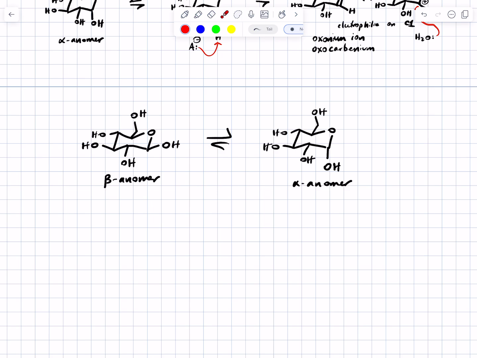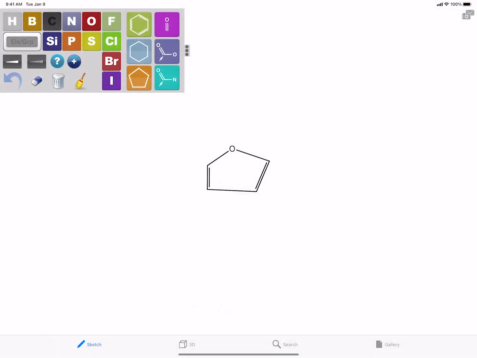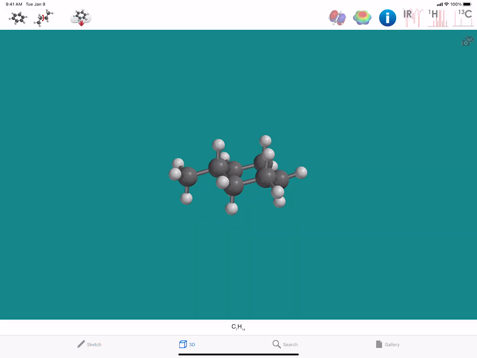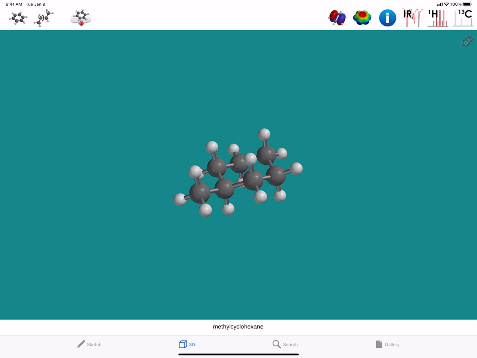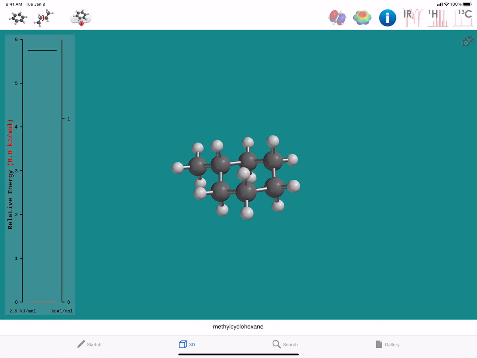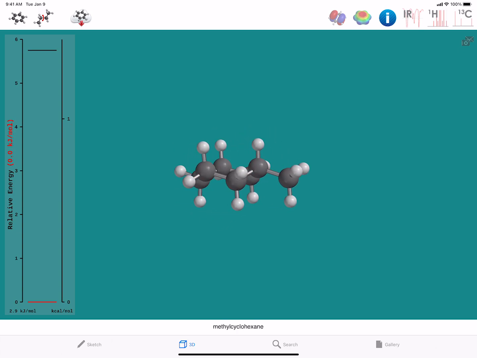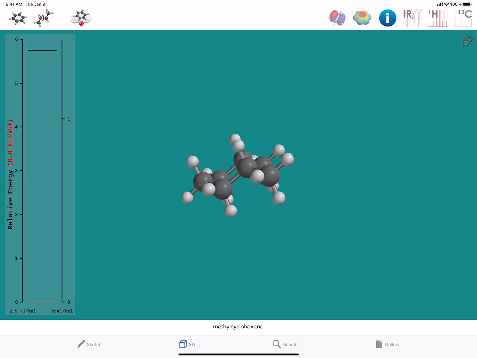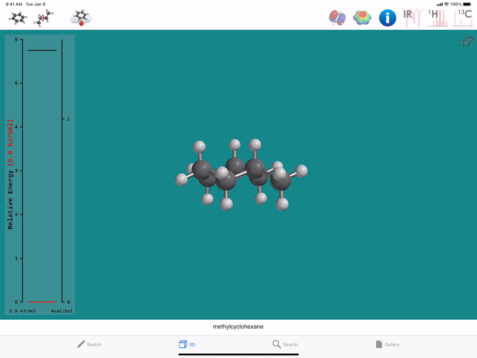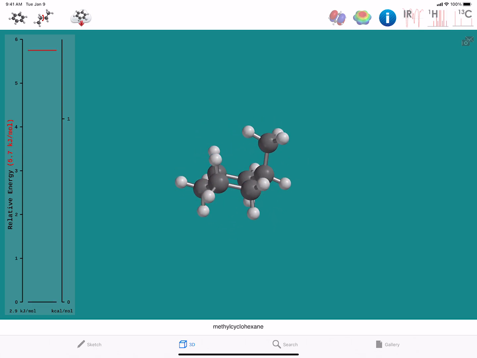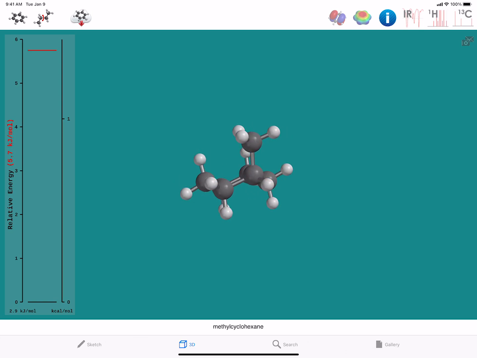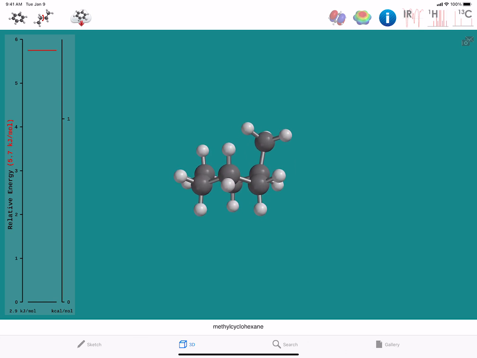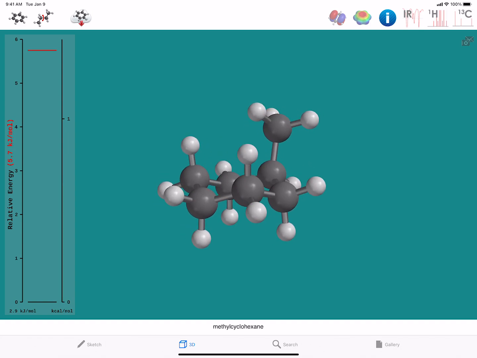So you guys learned back in 351, if I could just come over here to Spartan and make a space-filling model, you learned that it's better to have groups equatorial than axial. Here's a cyclohexane ring with an equatorial methyl group, and we're going to show that space filling. Now the methyl group is axial, and you can see that that methyl group is leaning away. It's not perfectly parallel to the other axial protons. It's leaning away because of sterics.